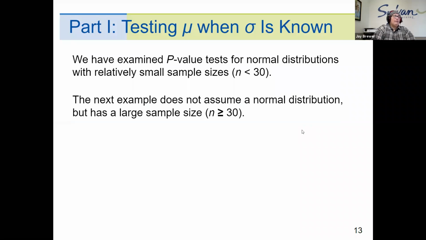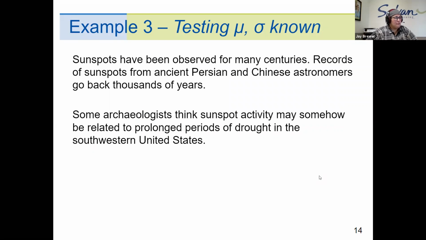All right. We have examined p-value tests for normal distributions with relatively small sample sizes, less than 30. The next example does not assume a normal distribution, but has a very large sample size. Sunspots have been observed for many centuries. Records of sunspots from ancient Persian and Chinese astronomers go back thousands of years. Some archaeologists think sunspot activity may somehow be related to prolonged periods of drought in the southwestern United States.